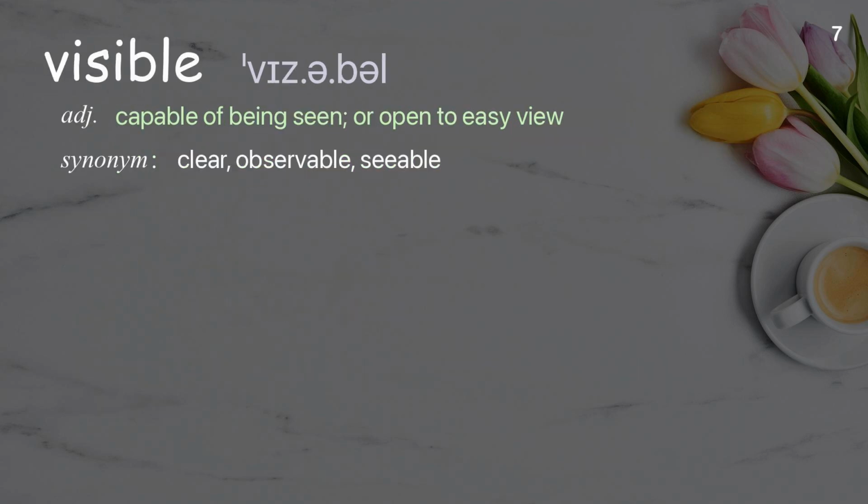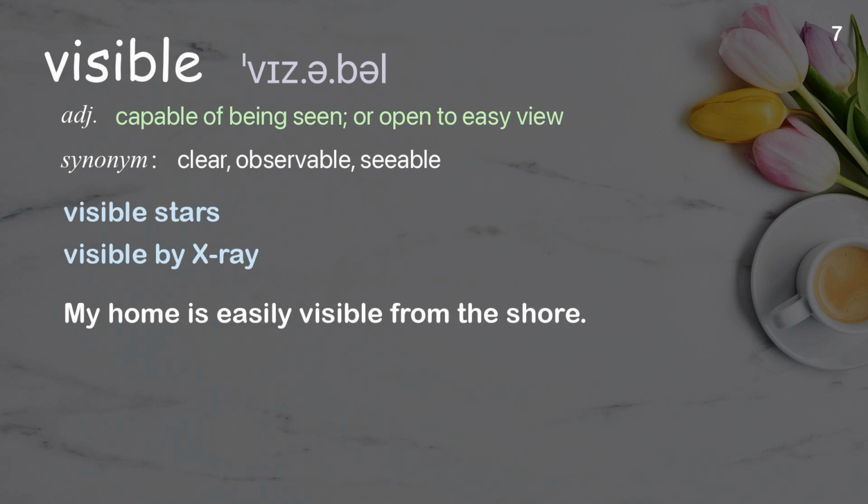Visible. Capable of being seen or open to easy view. Examples: Visible stars. Visible by X-ray. My home is easily visible from the shore.